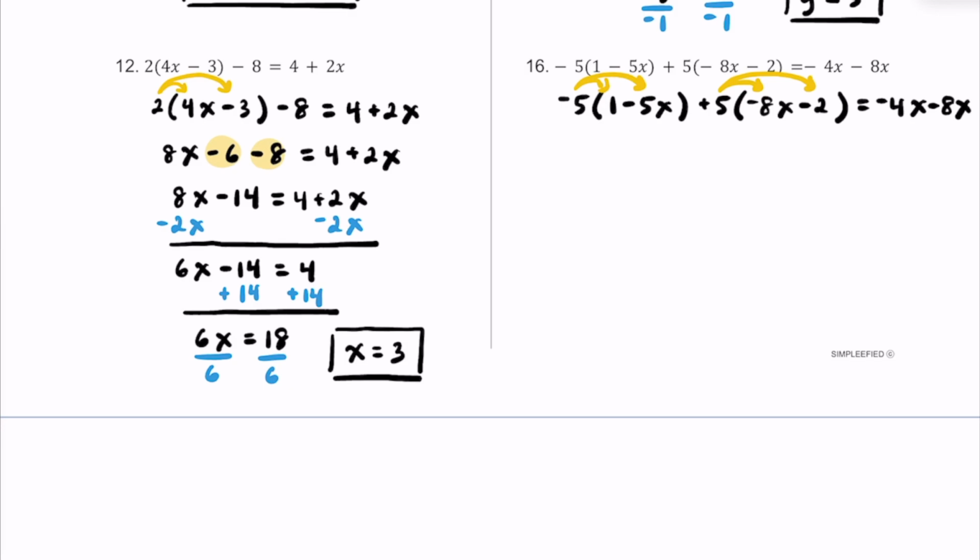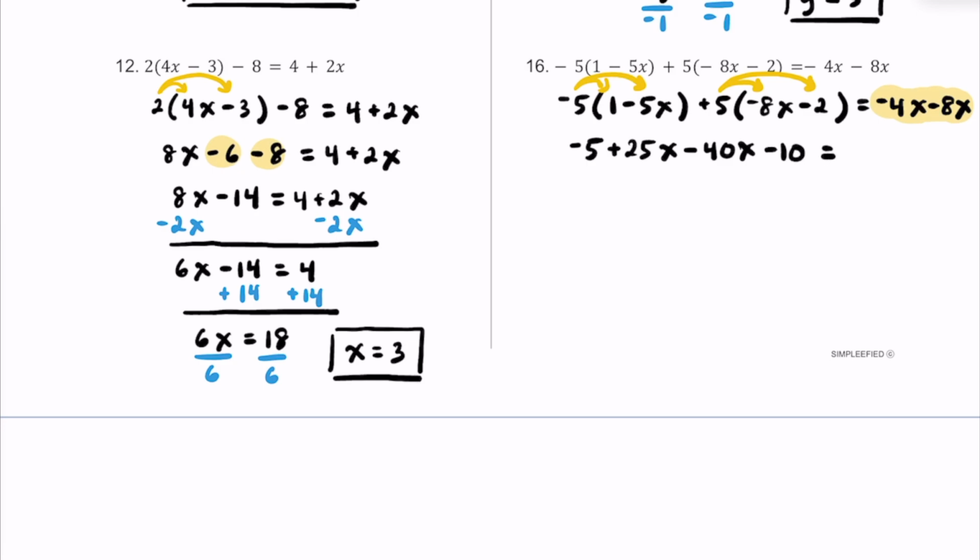And maybe while we're at it, let's see if we can just combine some like terms. Looks like on the right side, we can combine negative 4x minus 8x because they are indeed like terms with each other. All right, so on the left side, negative 5 times 1 is going to be negative 5. Negative 5 times negative 5x is going to be a positive 25x. Then 5 times this negative 8x is going to be a negative 40x. Let's go ahead and write that. Then 5 times negative 2 is going to be a negative 10.